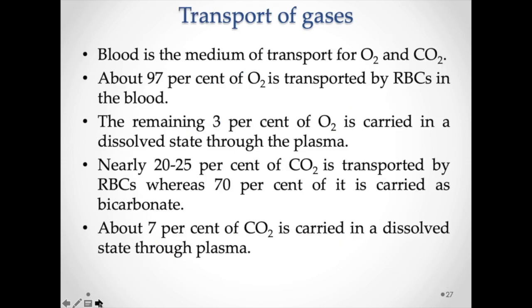Transport of gases. Blood is a medium of transport of both oxygen and carbon dioxide. Oxygen is transported by the cells. Which cells? Red blood cells. And only 3% of oxygen is carried in the dissolved state. Carbon dioxide, the majority of it is carried as bicarbonate. 20 to 25% of carbon dioxide is transported by RBCs, and 7% of carbon dioxide is carried in a dissolved state in the plasma.